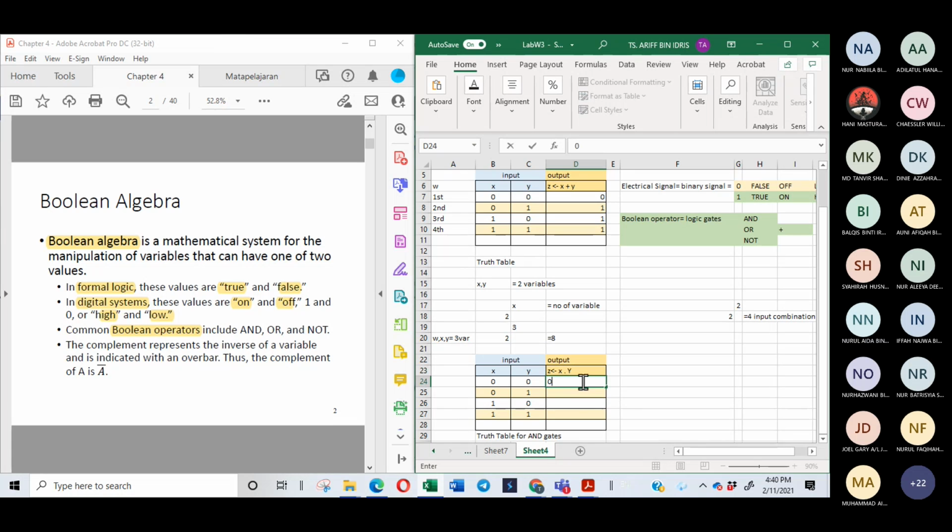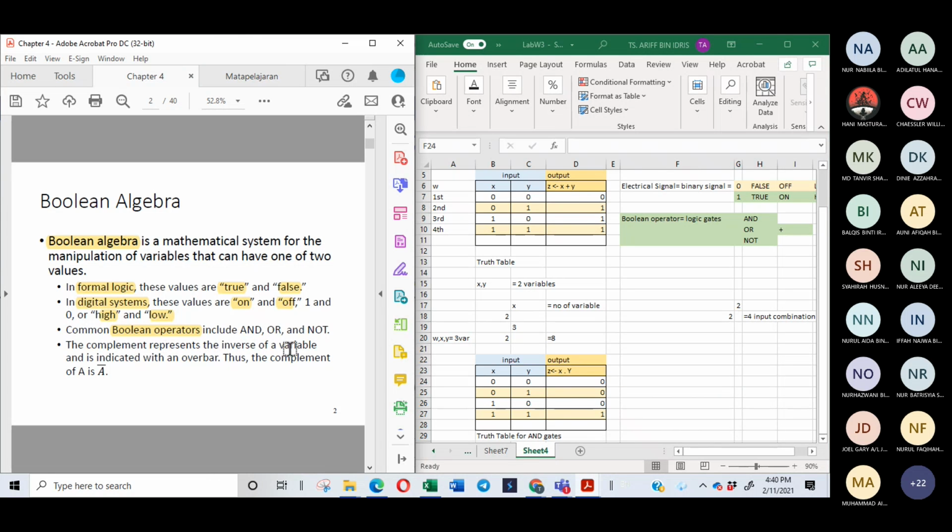So 0 and 0 is 0. What about 0 and 1? What is the answer? Zero. And then the following one, 1 and 0. Zero. What is 1 and 1? One. I hope you have understood this part.